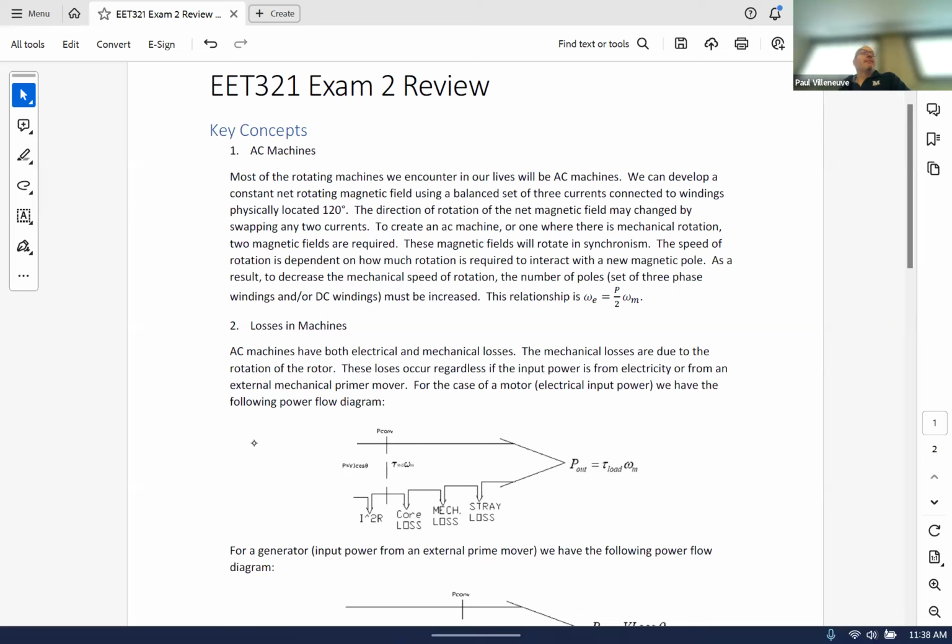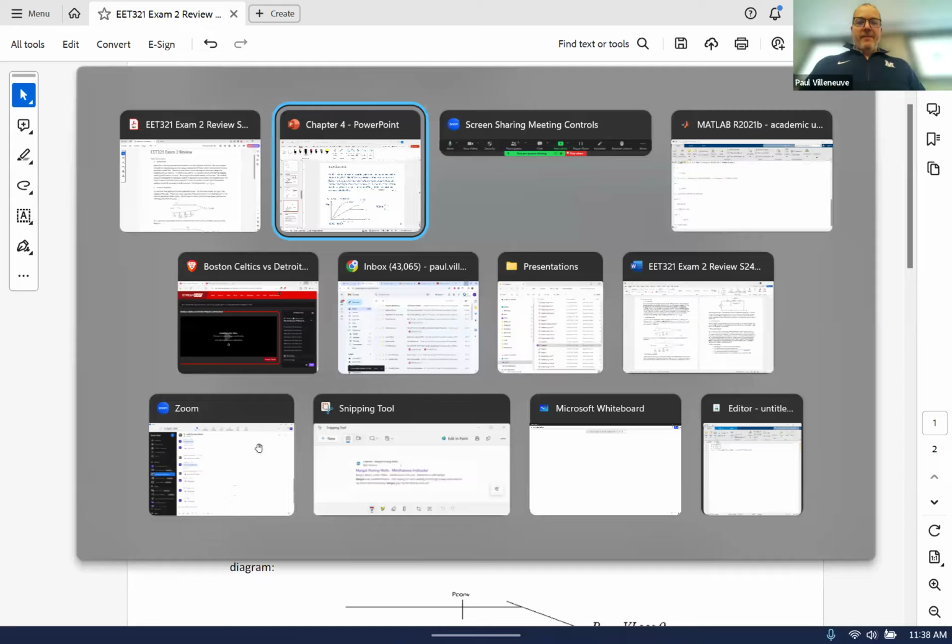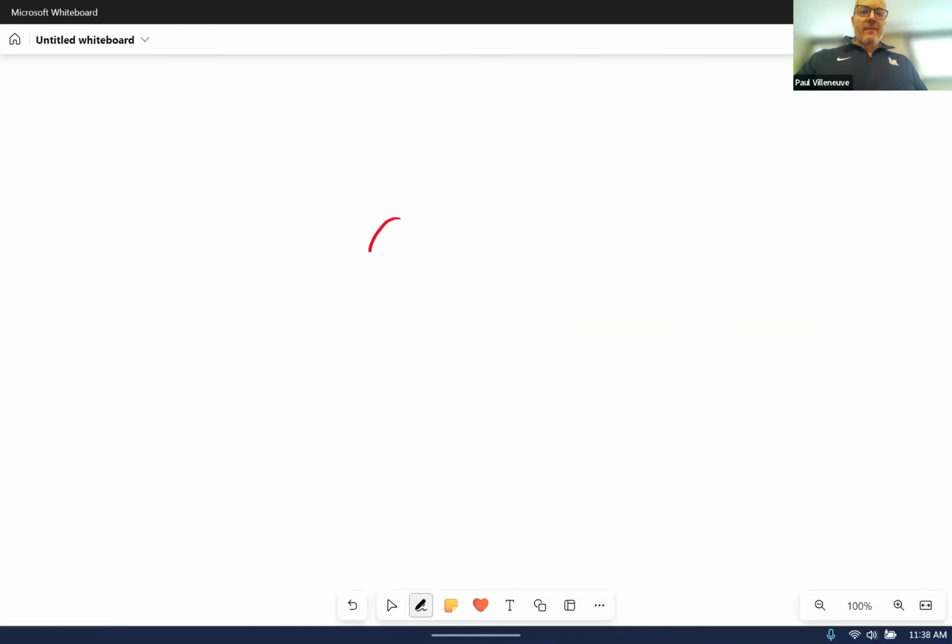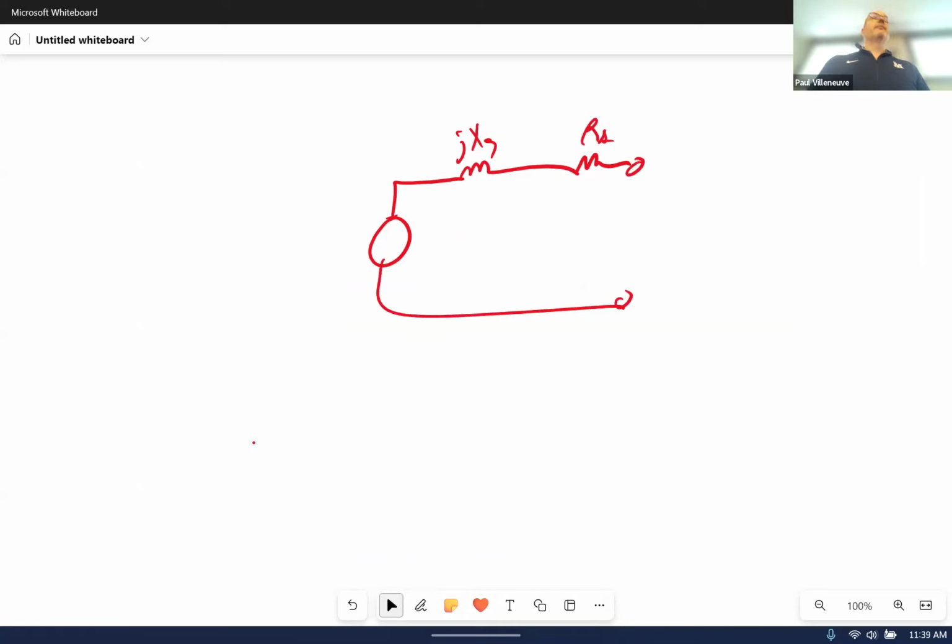Yes, ma'am. A synchronous machine. In terms of the calculations for, yeah, okay. Is it a motor or a generator? Right, so that's what I'm saying. Which one do you want? Do you want a motor or a generator?